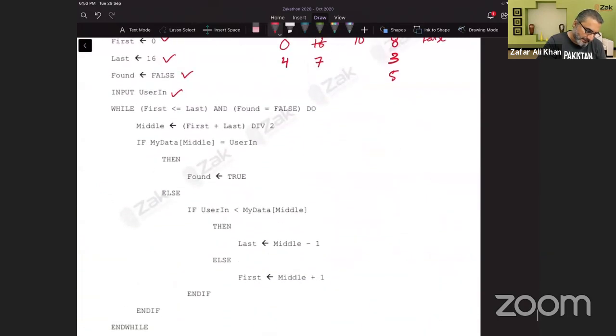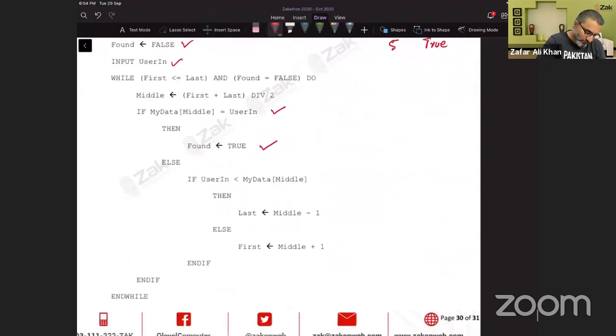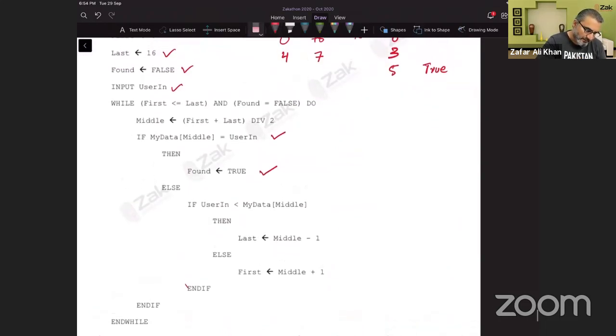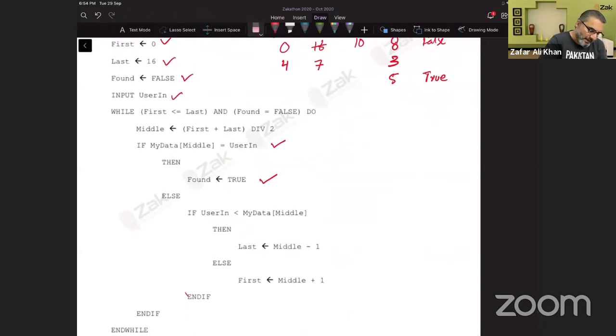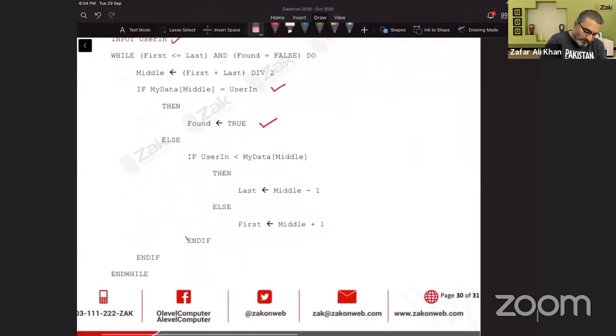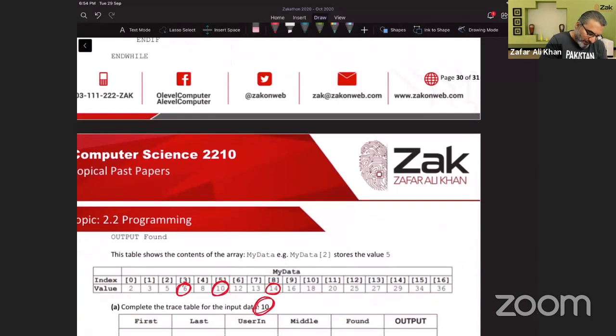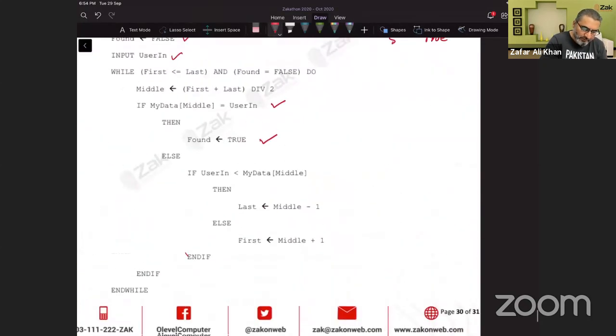So it says that if my data middle, which is 10, is equal to user input, yes, then make found true. So found is now true. And we won't go inside else part because we don't have to. And then end while. Now, while again first is less than or equal to last, yes, and found is equal to false, no. Found is now true, so this loop will break out, and this do is optional, I told you. We get out, and what we have to output is found. So output will be true.